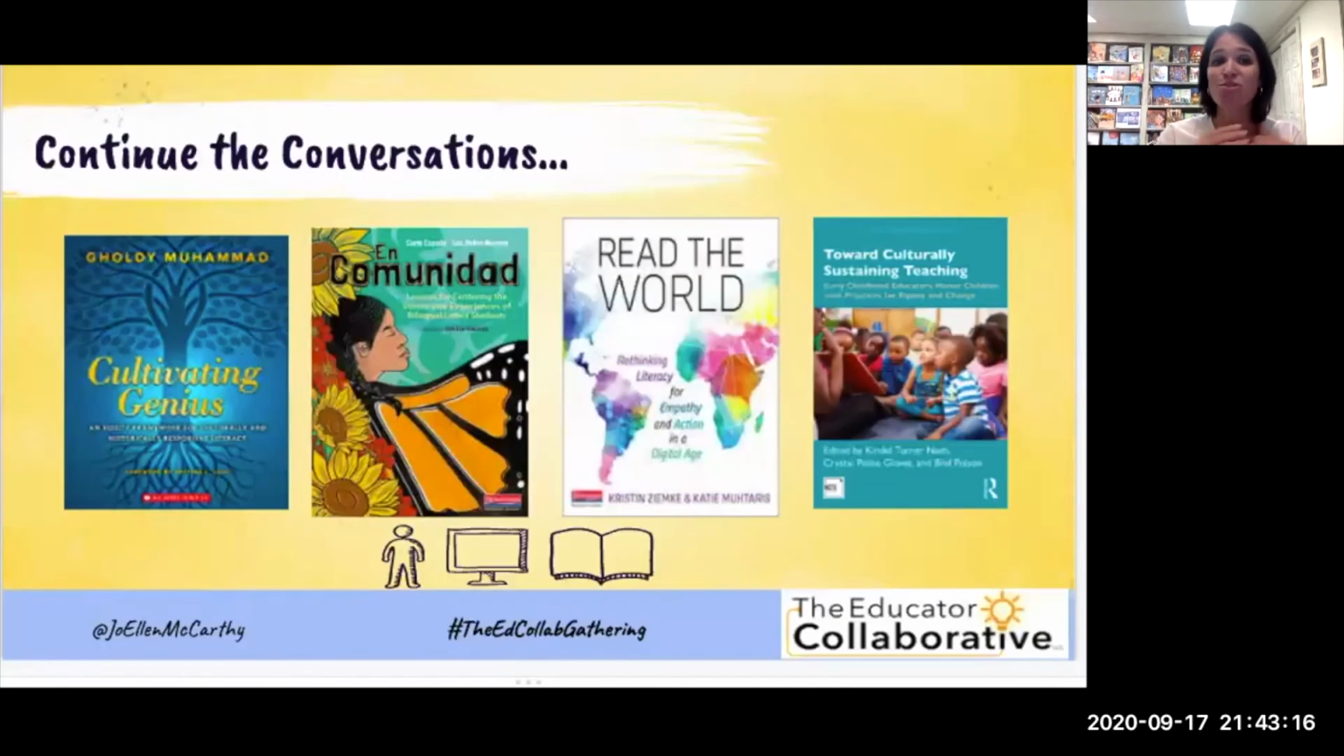And when we think about reading the world, we want to continue these conversations, and we want to think about some books that are going to really, I hope, continue to lift the level of our work around read aloud. So not just En Comunidad or Read the World, which I mentioned, but books like Cultivating Genius by Goldie Muhammad, or a new book by one of my colleagues from Northern Parkway, Dr. Bilal Polson and his team. They put a book together with the concepts and really the practices, what it looks like towards culturally sustaining teaching.